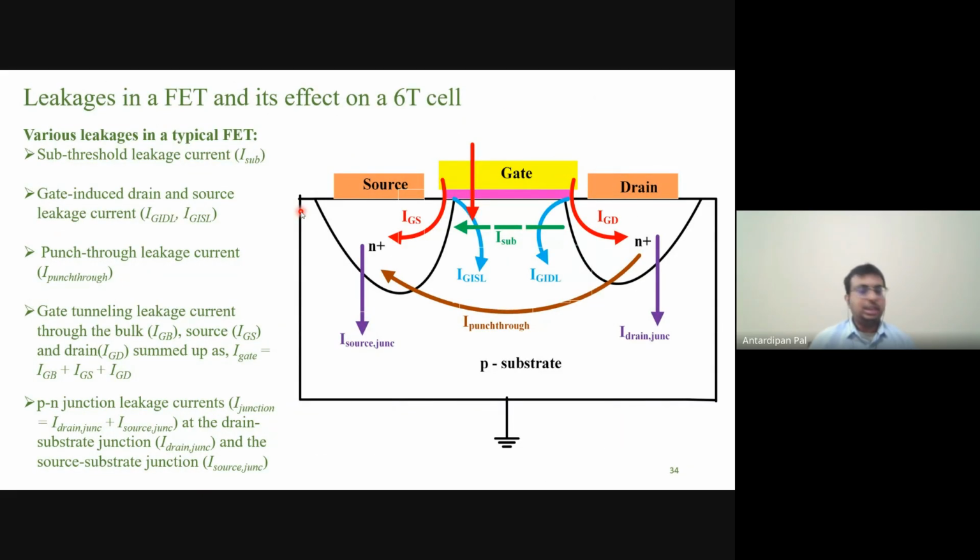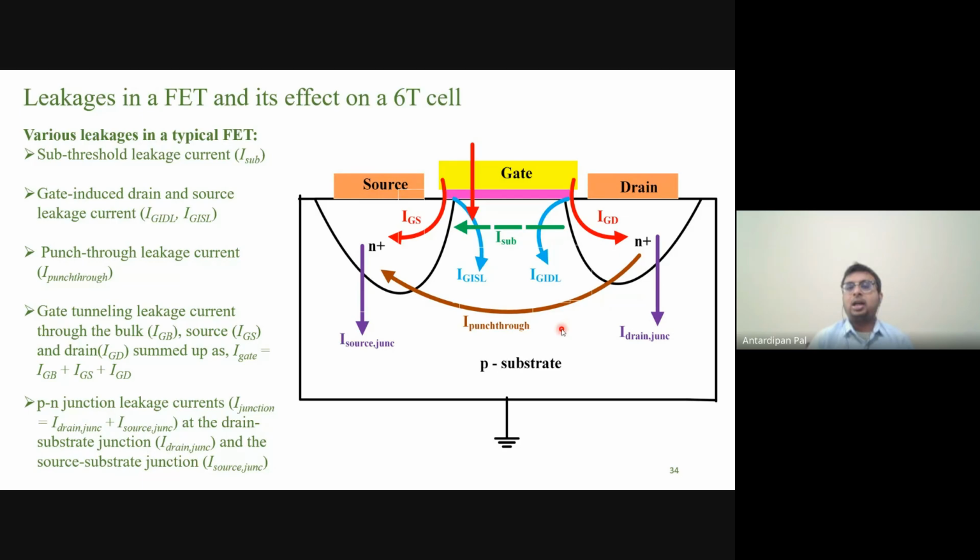Now we will discuss something about leakage. Now these are the leakage components in a standard FET. What are the leakage components? The drain source junction leakage, gate tunneling leakage, gate source overlap leakage, and the GIDL, gate induced drain leakage, gate induced source leakage. And there's punch through leakage directly between the drain and source.